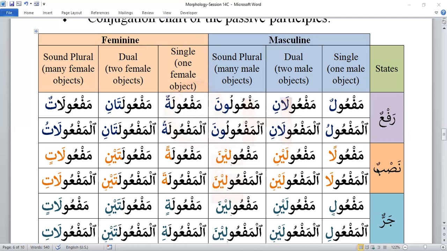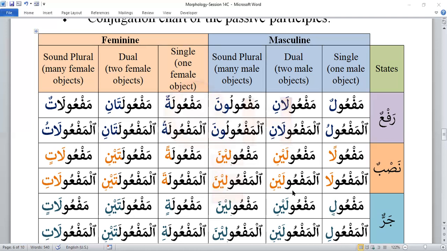Okay, so overall, for the nasb, مفعولا, مفعولين, مفعولين, مفعولة, مفعولتين, مفعولات. Okay. For jar, for singular, always there will be kasra, right? So for singular male object, مفعولين, dual, مفعولين, plural, مفعولين. For singular female object, مفعولة, dual, مفعولتين, plural, مفعولات.